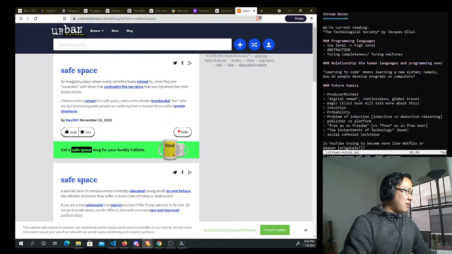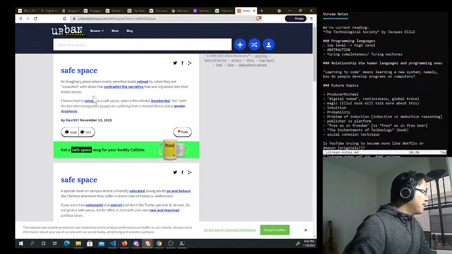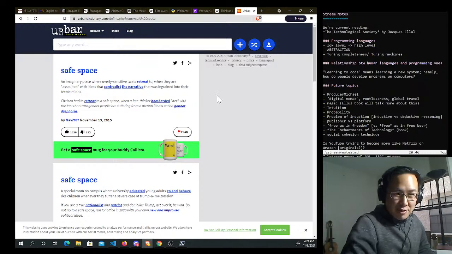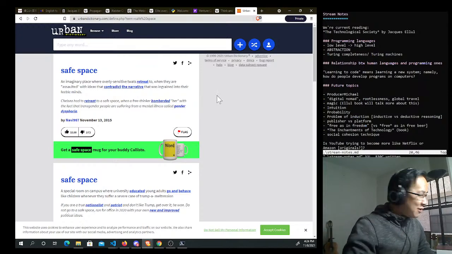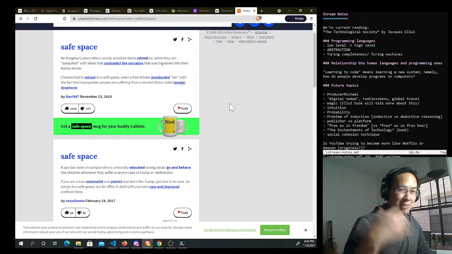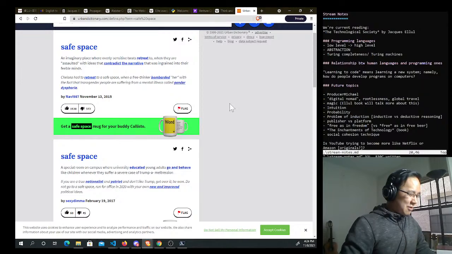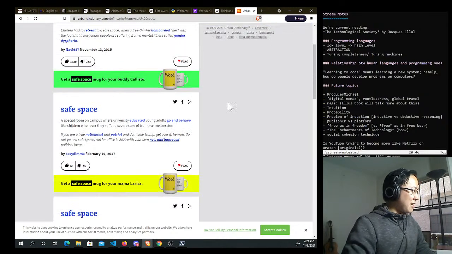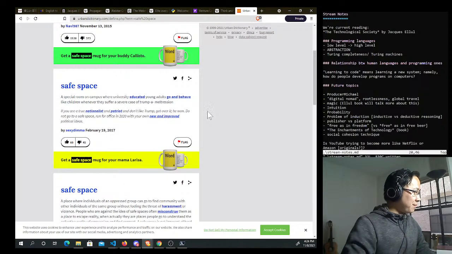So safe space, what does Urban Dictionary say? An imaginary place where overly sensitive twats retreat to, where they are assaulted with ideas that contradict the narrative that was ingrained into their feeble minds. All right, a lot of normative claims there. We got these value judgments, but that's okay. We're just doing research. We're not insulting people who use the term safe space. We're just learning what is meant by it.